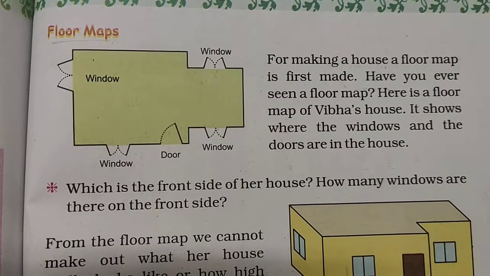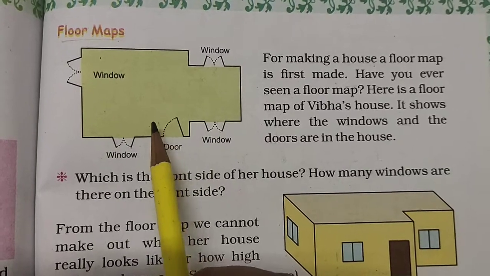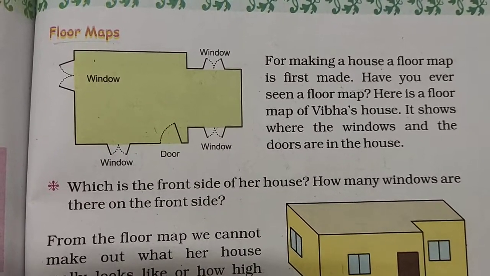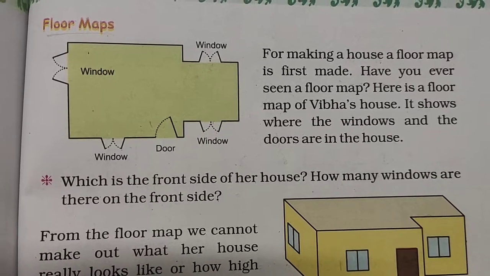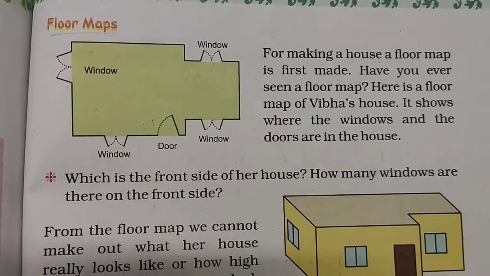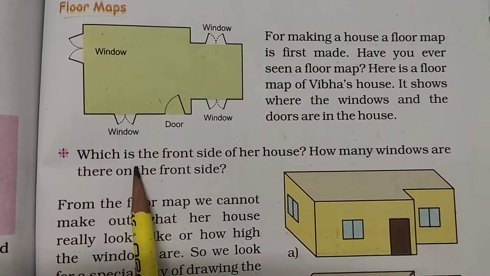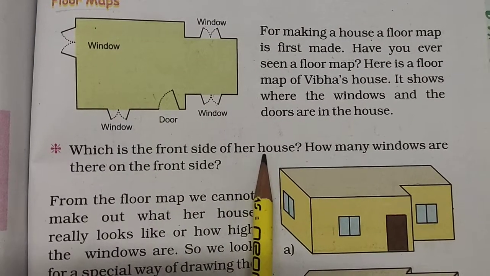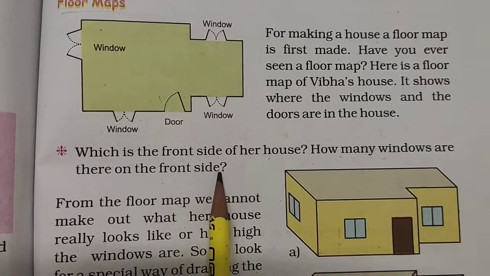Here is a floor map of Vibha's house. This floor map is of Vibha's house. It shows where the windows and the door are in the house. Now, which is the front side of the house? How many windows are there on the front side?